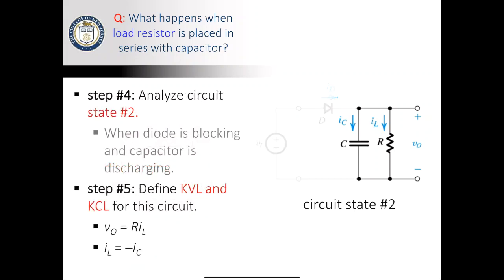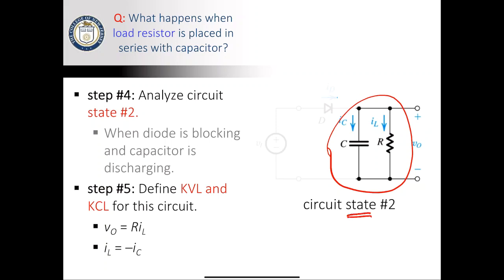Okay, but analyzing circuit state number 1 is significantly easier than analyzing circuit state number 2. So for circuit state number 2, we have what looks like, well, I'm not going to say what looks like, it is a simpler circuit, R and C in parallel. But now we want to characterize the behavior for this state.